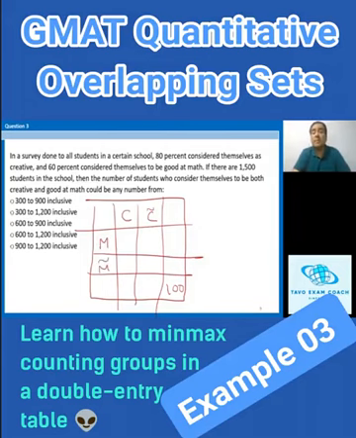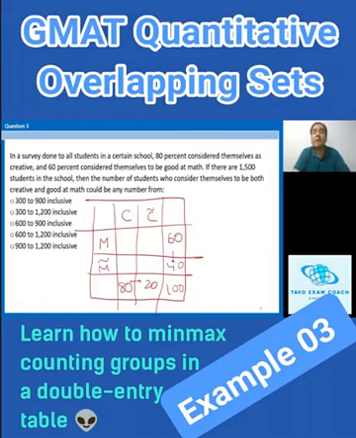It says that 80% consider themselves creative, so we write 80% here, all the people who consider themselves creative, so it follows here should be 20. And for people who consider themselves good at math, would be 60 of them, so here should be 40%.